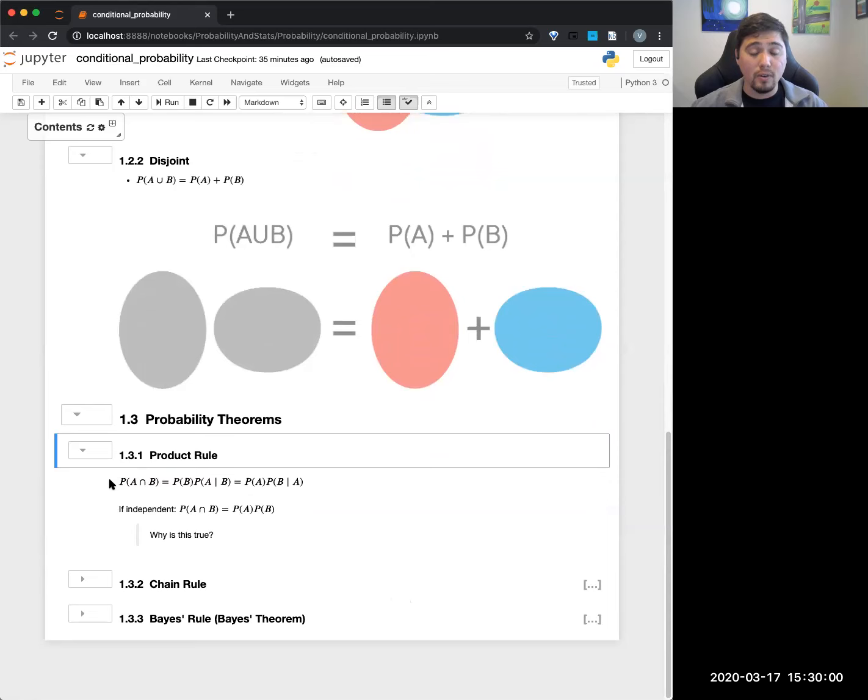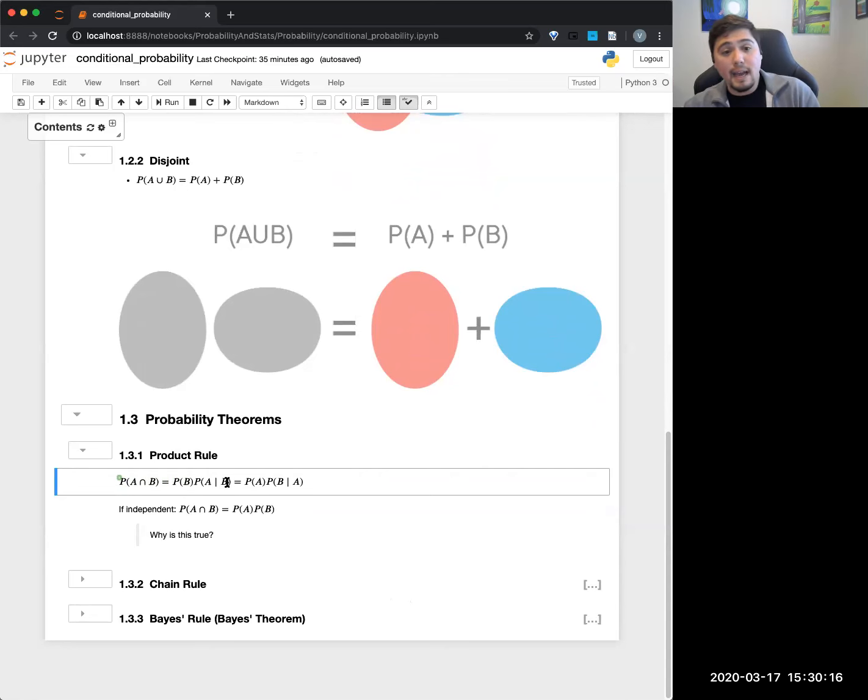So the product rule, and this is always true, is that the probability of A intersection B is equal to the probability of B times the probability of A given B. I'm going to read this funky guy off to you: it's the probability of A such that the event B happens. Usually we'll say probability of A given B. What this means is, what is the probability of A happening given that B happened too? Does that make sense? That's the way you read this.